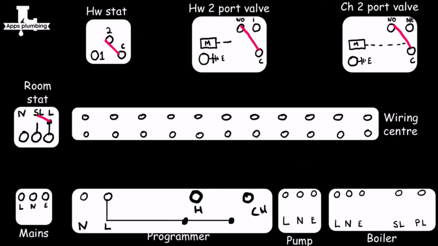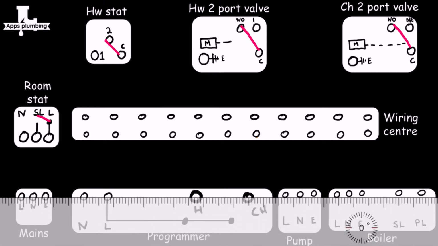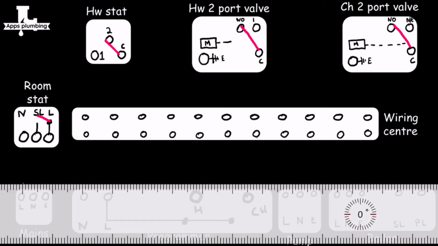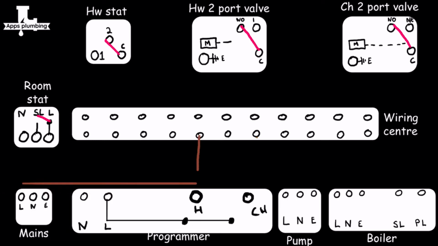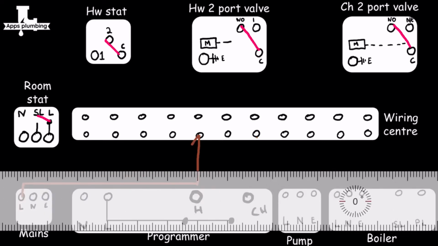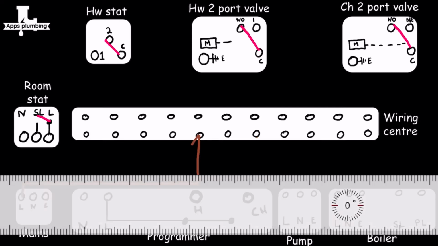So now what we're going to talk about, we're just going to quickly talk about our permanent lives. So these are the ones that are constantly live, always live, unless you turn it off. All right. So first of all, we take our live from our fuse spur, connect it into our wiring center. We then come out of our wiring center, and then we go into our programmer.